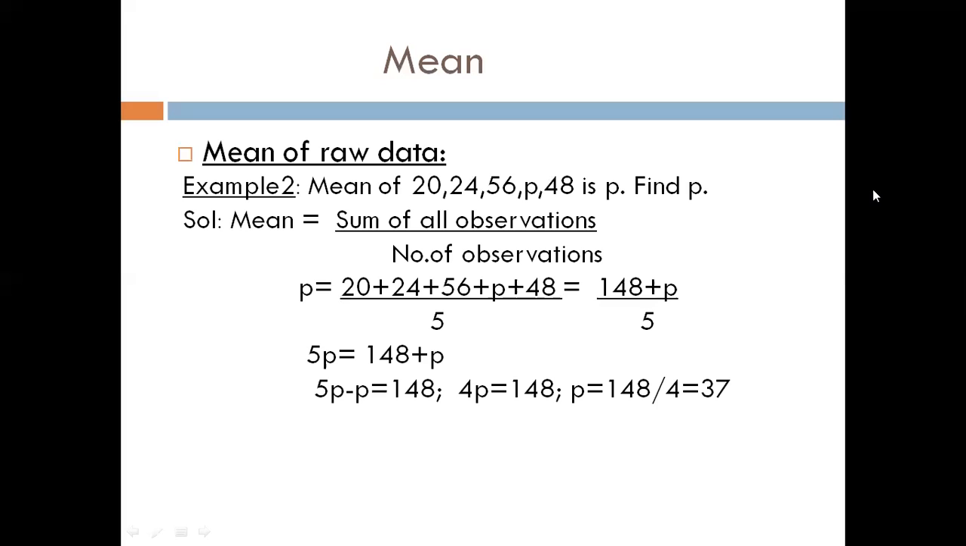So in this way, if any observation is missing and the mean is also not given, then we can find it by using the sum of all observations divided by the number of observations when the raw data is given.